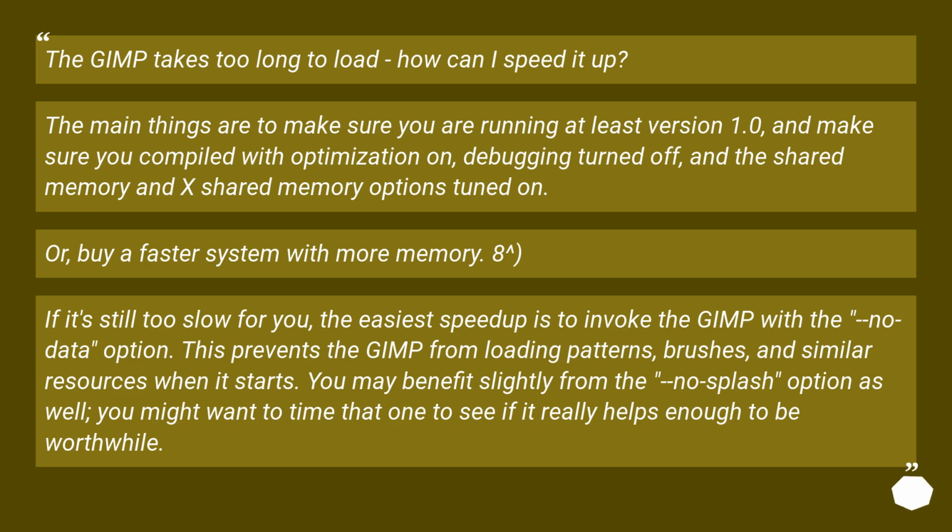If it's still too slow for you, the easiest speedup is to invoke the GIMP with a no-data option. This prevents the GIMP from loading patterns, brushes, and similar resources when it starts. You may benefit slightly from the no-splash option as well. You might want to time that one to see if it really helps enough to be worthwhile.